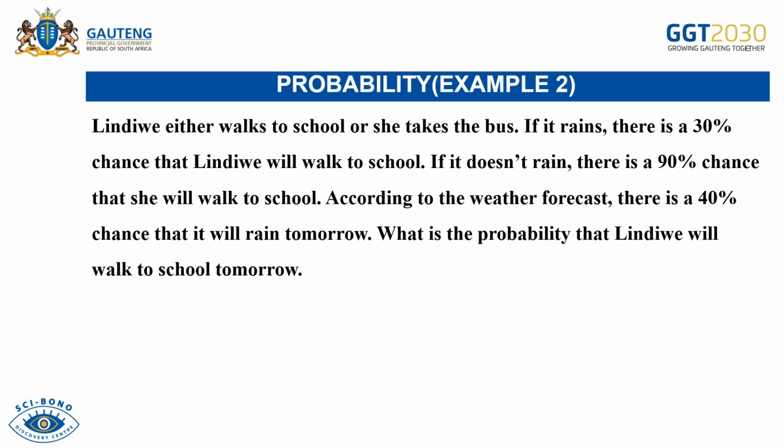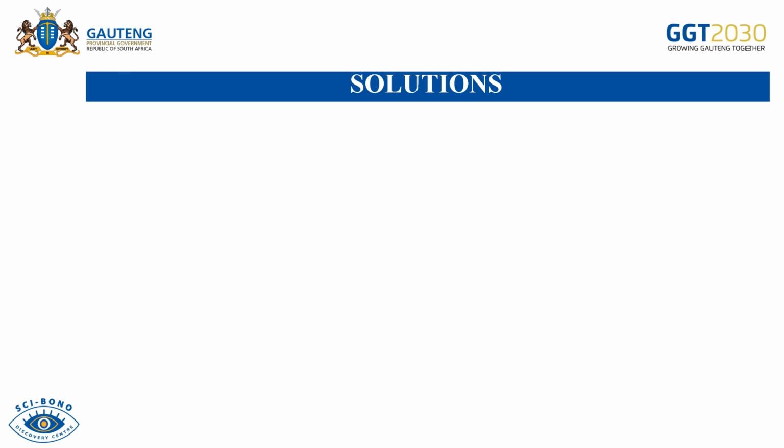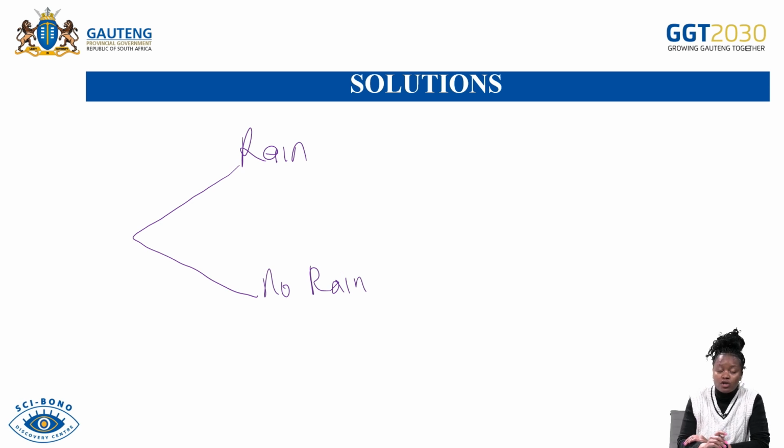Let's go through the question together. It says Lindiwe either walks to school or she takes a bus. If it rains, there is a 30% chance that Lindiwe will walk to school. And if it doesn't rain, there is a 90% chance that she will walk to school, right? Let me just do it this side. So it can either rain or no rain, right? We are talking about tomorrow. So there's a chance that it can rain, and then there's a chance that it won't rain.